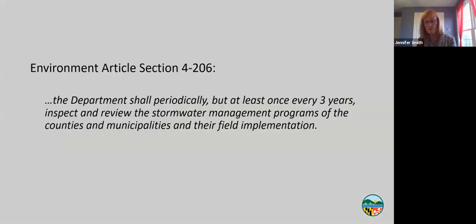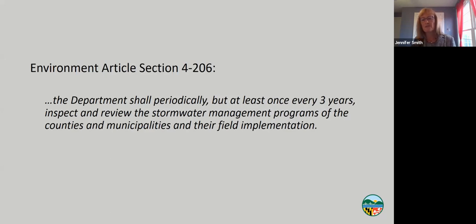So as most of you know, the Maryland Department of the Environment is required by state law to perform a review of local stormwater management programs at a minimum once every 3 years. Environmental Article Section 4-206 says the department shall periodically, but at least once every 3 years, inspect and review the stormwater management programs of the counties and municipalities and their field implementation.